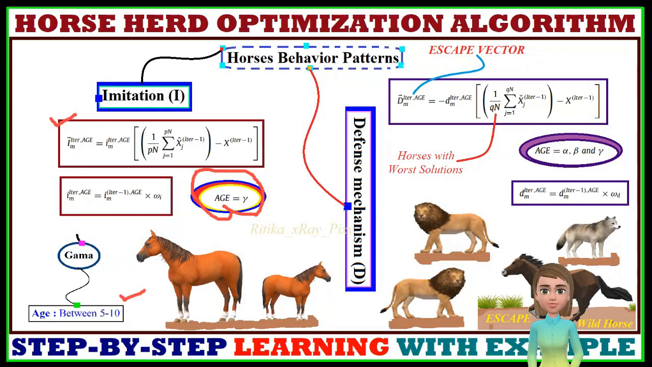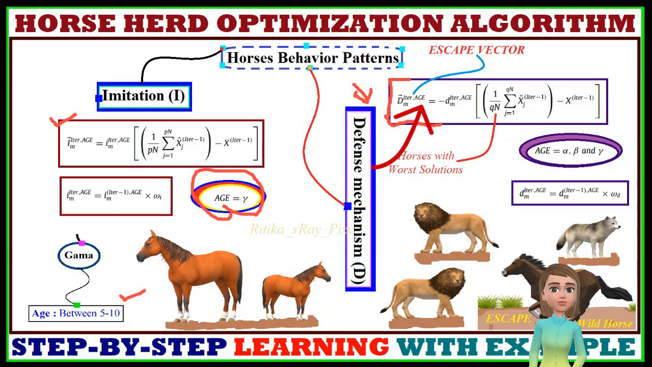Next we have the defense mechanism that is used by horses when they encounter predators. As we know, the horse is a prey animal, and whenever it encounters a predator, first it tries to escape. If it cannot escape, then it fights. If the horse cannot escape, it defends itself, as in the fight or flight response. Horses also fight with herd members for resources like food and water. Mathematically, this behavior is represented using this equation.